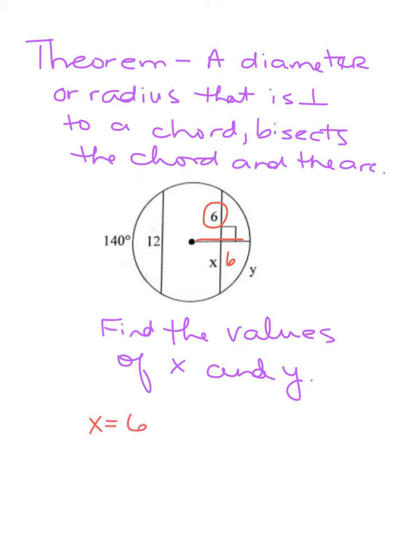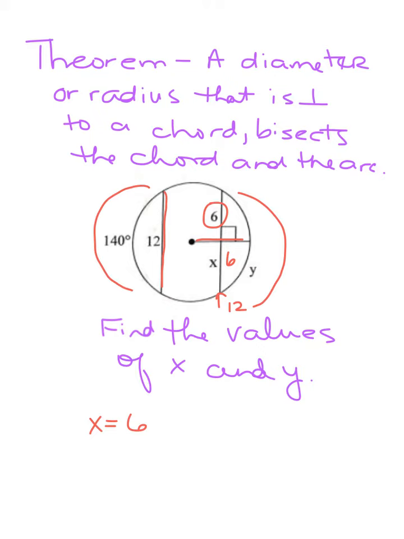Now we're going to build on what we just did in the previous theorem. This whole chord now has a measurement of 12. This right here has a measurement of 12. This chord right here has a measurement of 12. So I know the arcs have to be congruent. So this is 140. This whole arc there also has to be 140.